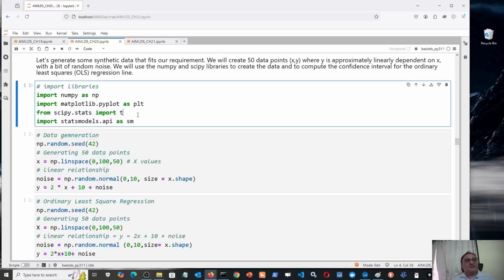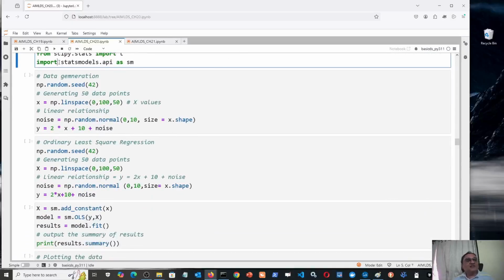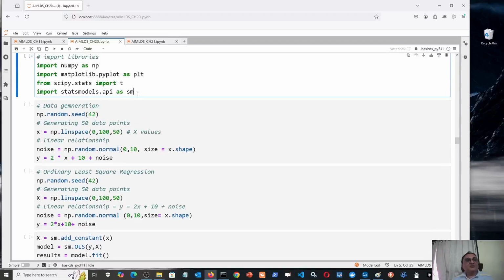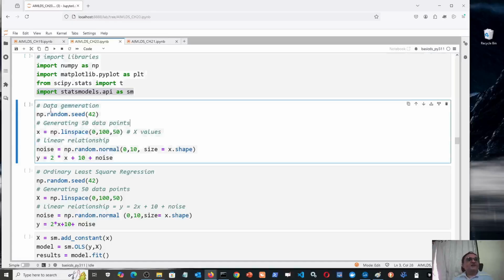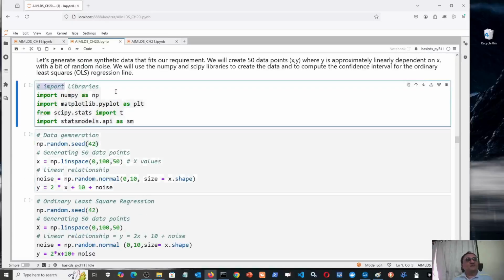From scipy.stats we are importing t. What that t does, we'll see. Then import statsmodels.api as sm. This is required, as we know, for doing ordinary least square regression. Now we create the data. So the first step will always be like this for all subsequent chapters: importing libraries.